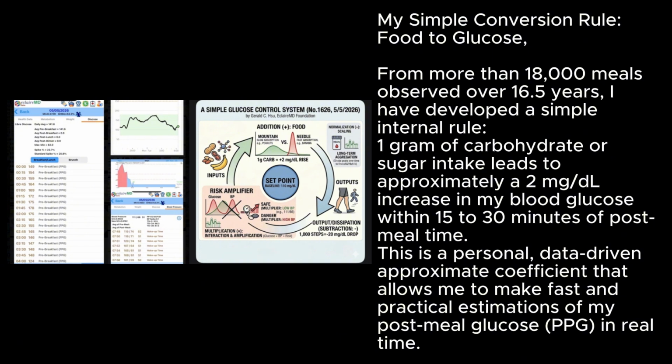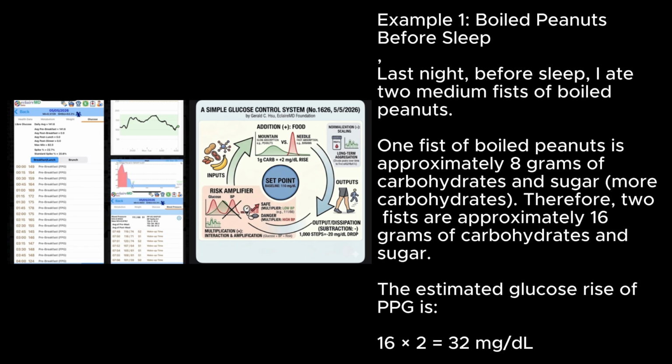Example 1: boiled peanuts before sleep. Last night, before sleep, I ate 2 medium fists of boiled peanuts. 1 fist of boiled peanuts is approximately 8 grams of carbohydrates and sugar. Therefore, 2 fists are approximately 16 grams of carbohydrates and sugar. The estimated glucose rise of PPG is 16 times 2 equals 32 milligrams per deciliter.